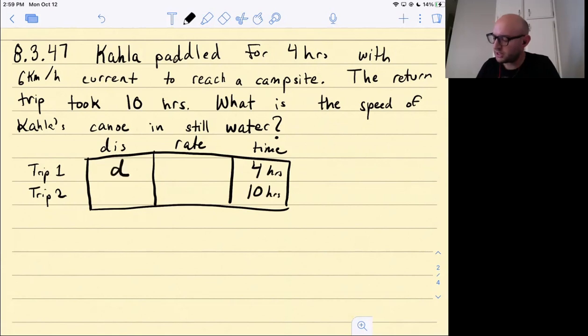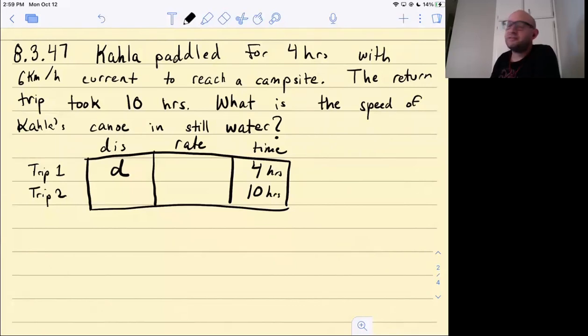Now, once you write in a letter for trip 1 for distance, it's nice to think if there's any connection, and this depends on the type of problem. What type of problem is this, and what can we say about the distance of trip 2 related to the distance of trip 1? How are they related? This is not always the case, but in this type of problem, there's something nice that happens. How are the distances related? Exactly, they're the same. A few students messaged me saying they're the same because it's there and back.